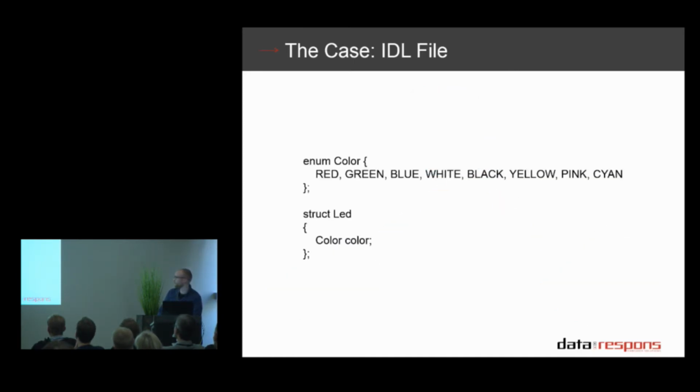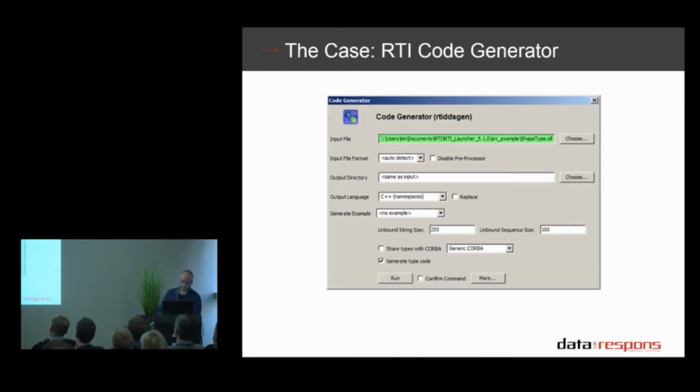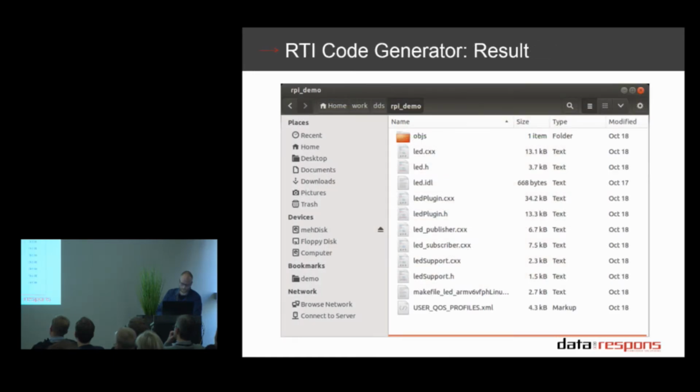It looks like this. And this is an IDL file. That's a standard as well from OMG. I guess you use IDL as well. And then RTI gives you the possibility to just generate the code. You input the IDL file, and you just press run, and it generates a lot of code everywhere. It looks like this.